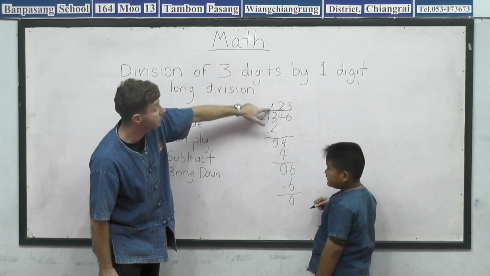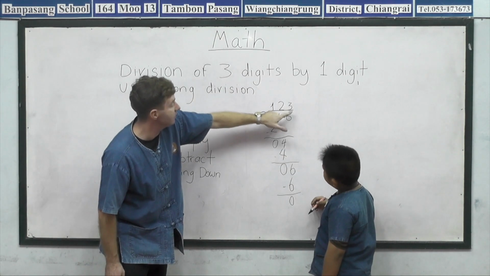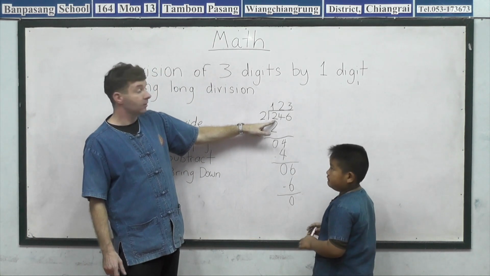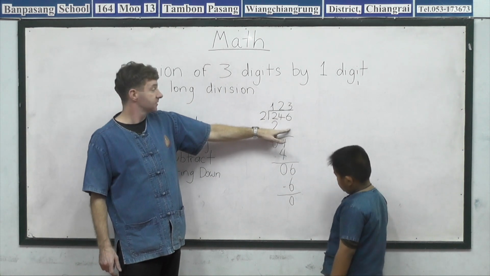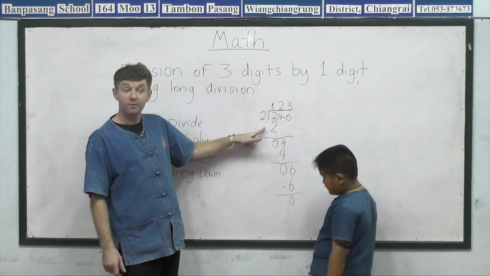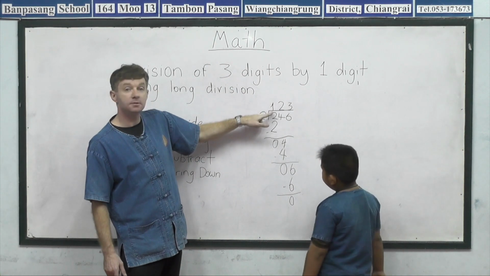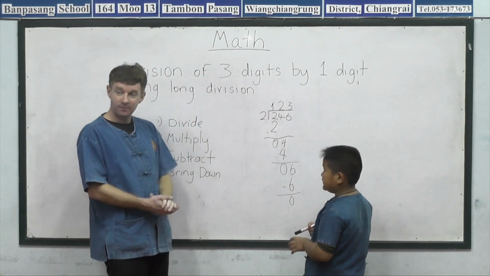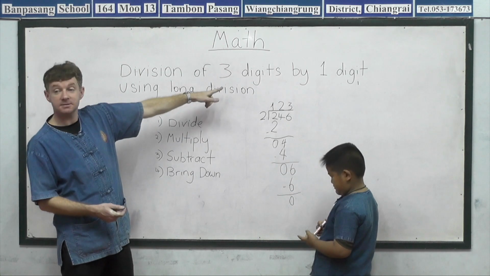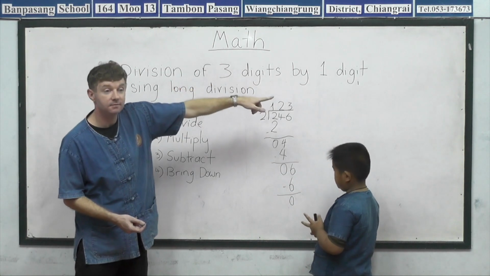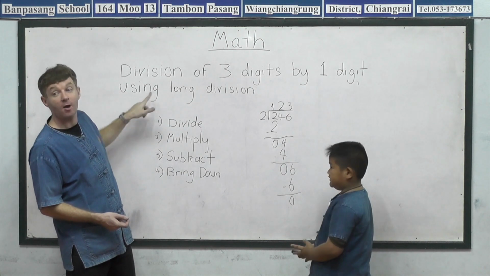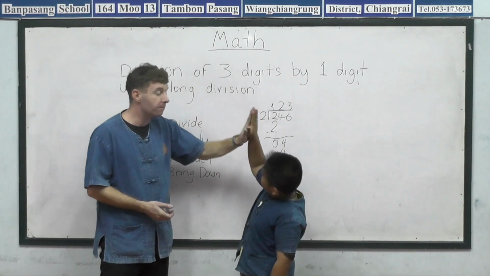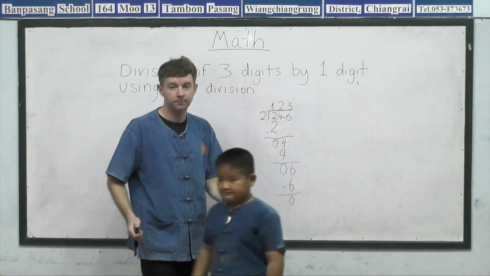Ned, 123. So we can say 246 divided by 2 equals 123. And this is 3 digits by 1 digit using long division. Ned, excellent. High five. Big round of applause for Ned, please. Well done.